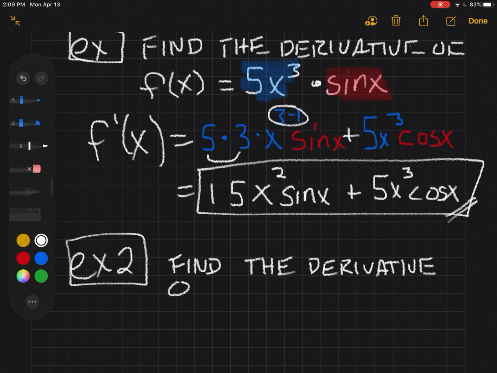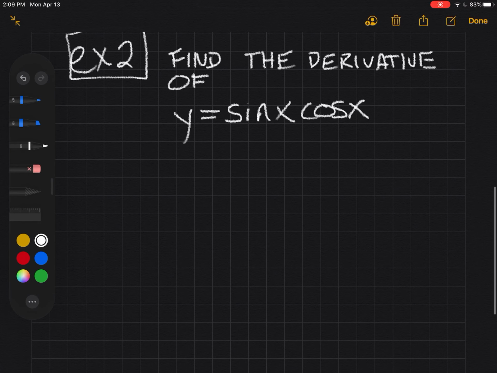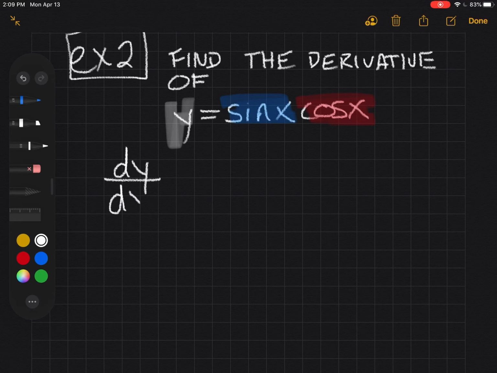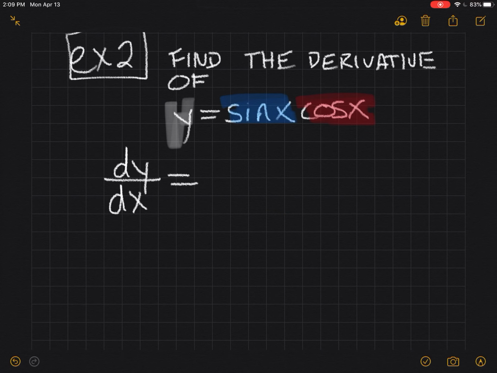So for example 2, let's say find the derivative of y is equal to sine of x cosine of x. So here we're going to have to use the product rule again because I have the product of two functions. Sine of x will do as our blue. Cosine of x will do as our red. And I'm using a little bit of different notation here. I said y instead of saying f of x.